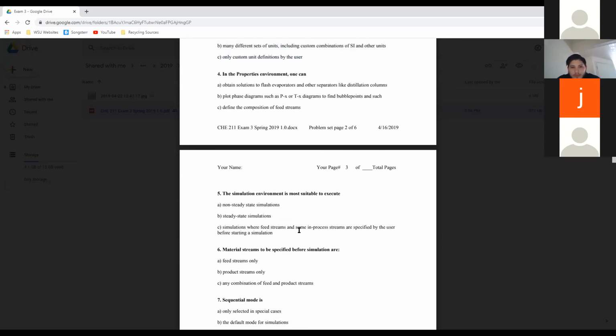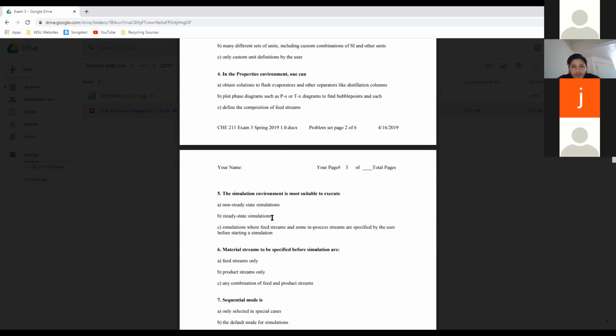Simulations where feed streams and some in-process streams are specified by the user before starting a simulation. This kind of confuses me, the wording between these two, because for steady state simulations, it's true, right? Oh, I get it. I think what this might be trying to say is that maybe some things are happening inside the streams before the starting simulation. We have to specify everything in simulation. I'm going to guess it's B, but I would ask him to clarify that in the exam, what he's trying to get out of this. I think it's B, because we've only done steady state simulations.